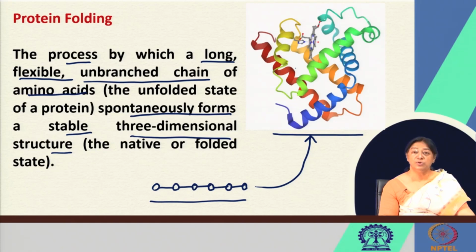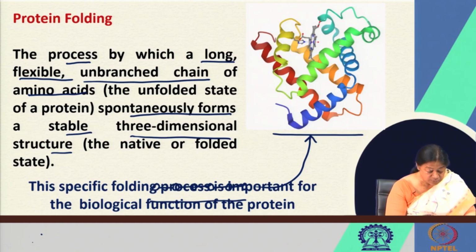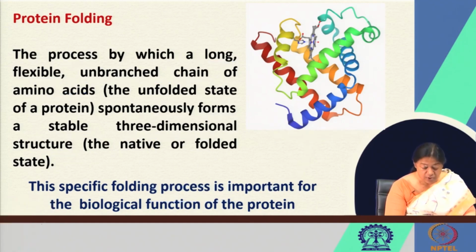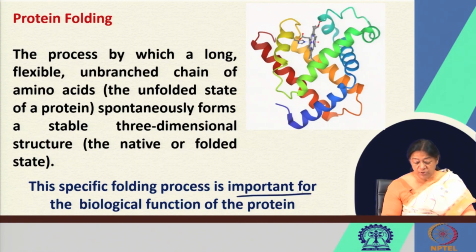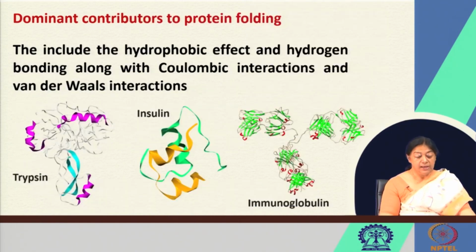We are going to look into the process of protein folding, but before we do that, we have to look at the specific interactions. The specific interactions that we observe are important because the folding will ultimately decide the biological function of the protein. The dominant contributors to protein folding are the hydrophobic effect, hydrogen bonding, Coulombic interactions and van der Waals interactions. So, we finally get folded structures that look like this.